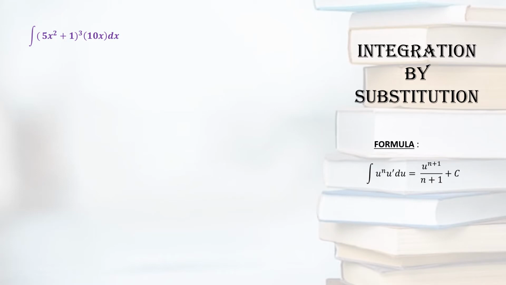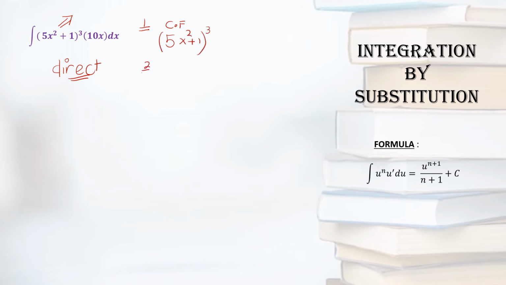Let's suppose the question is written in the form of the integral of 5x squared plus 1 whole cube times 10x. So let's see the direct method. First of all, try to understand the direct method and then we will see how to prove it. Look at this. The first thing is to recognize the composite function. The composite function is the function which has a power. So you can say that the composite function is 5x squared plus 1 whole cube.